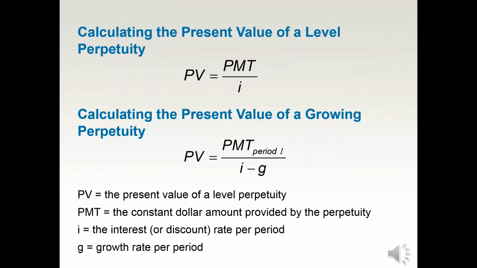Calculating the present value of a level perpetuity is about the easiest equation that we have in business finance. All you do is you take one payment amount and divide it by the interest or the discount rate that you're using. That's the value. To calculate the present value of a growing perpetuity, it's very much the same, except you take that interest or the discount rate and you subtract from it the growth rate.